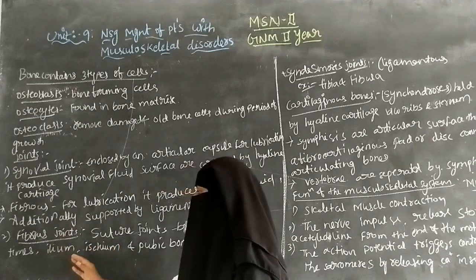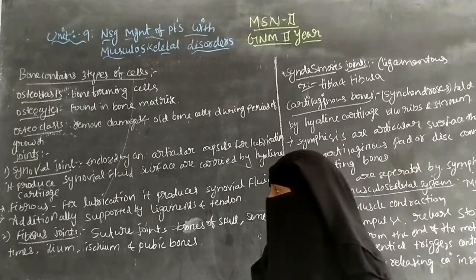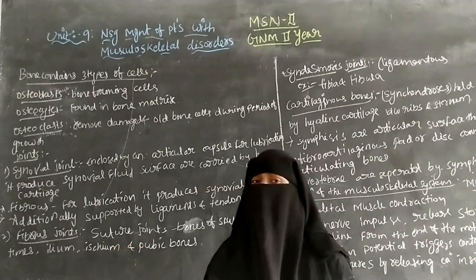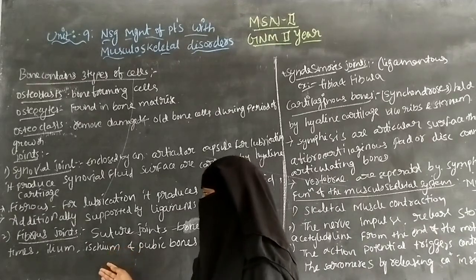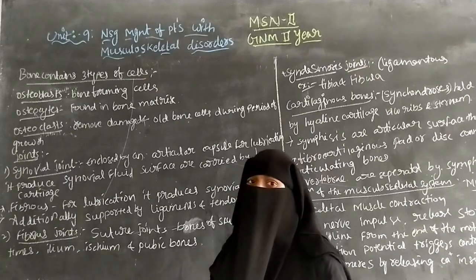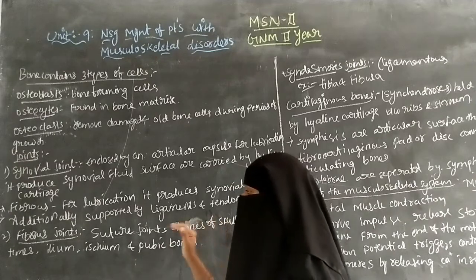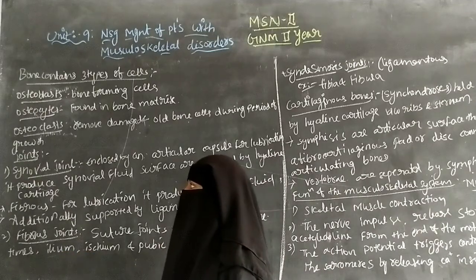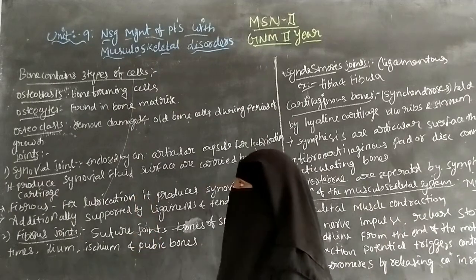So it is about the ilium. The ilium is the largest part of the hip bone, and the ischium forms below the ilium and forms the back of the pubis. The pubic bones are also included in the fibrous joint. So that covers the synovial joint and the fibrous joint.